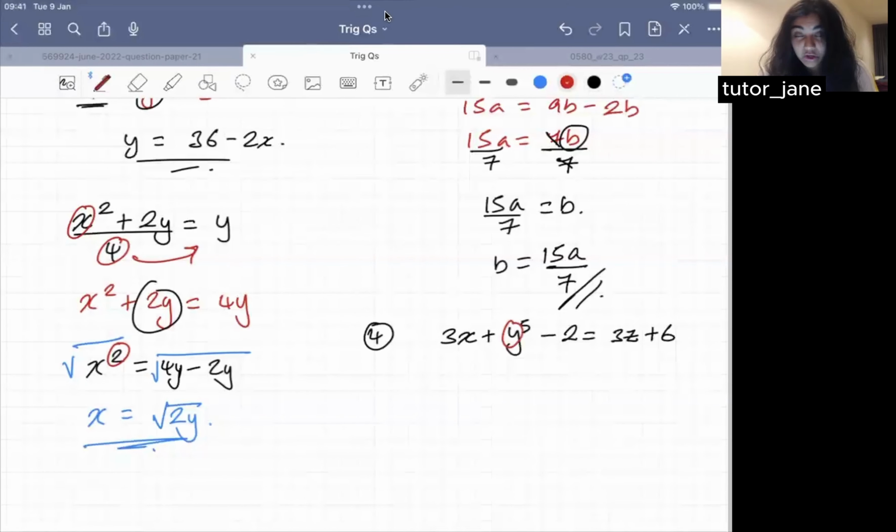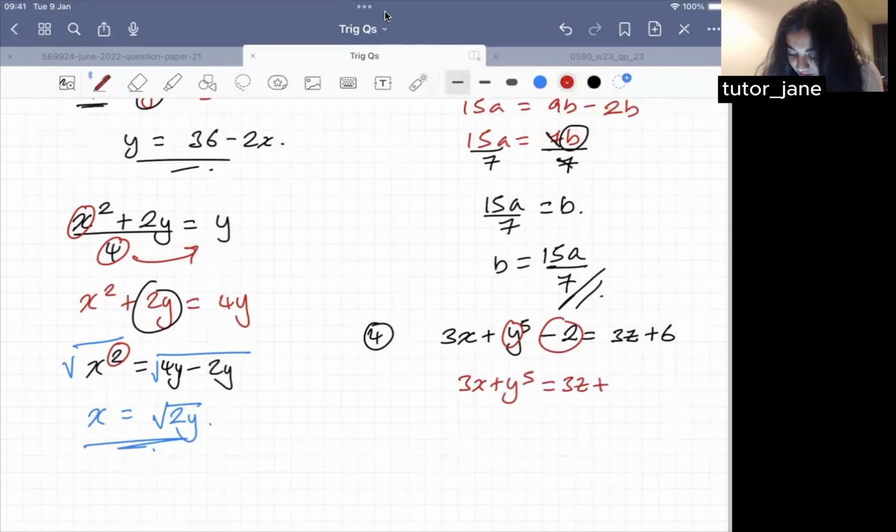So to get the y on its own, we have to get rid of everything else that's around it by doing the opposite of what those things are currently doing. Here we have a minus 2, so we're going to do the opposite of that and add 2 to the entire equation. So we're going to get 3x plus y to the power of 5 equals 3z plus 6 plus 2. Yeah, because when we add 2 to this side, it's going to cancel out, and we add 2 here, and we're left with this plus 2 down here. So then we're going to get 3x plus y to the 5 equals 3z plus 8.